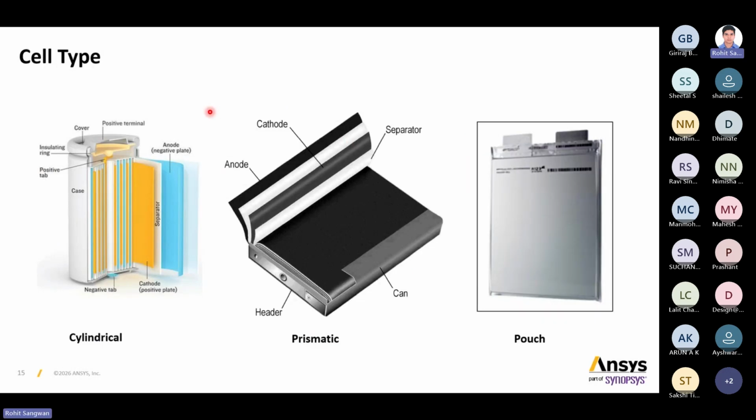Now we come to the cell type. We have cylindrical cells, then prismatic cells and pouch cells. Pouch cells are widely used in the army or defense organizations for short duration, and mostly in our home applications we get the prismatic cells and the cylindrical cells.